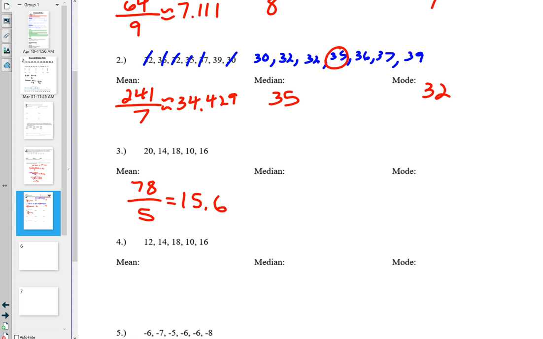Since there's not that many numbers, you might be able to do it in your head, but you still have to put them in order. The one in the middle here is going to be the 16. Put them in order. It's only 5 of them. It's not as hard to keep track of. What's the mode here? Yeah, there is none. If nothing appears more than once, there's no mode.